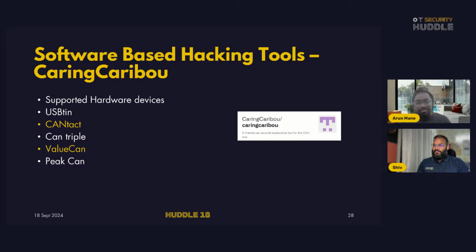Caring Caribou can be used as a great tool for many protocols. It supports a subset of protocols, such as ISO-TP, CAN bus, UDS, DoIP, XCP. These are the protocols it supports. What kind of hardware does it support? It supports USB-tin, CANtact, CANtrip, ValueCAN, PickCAN. So it's very important information we are sharing here.